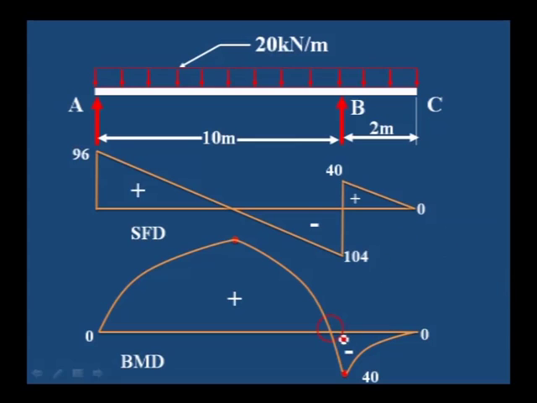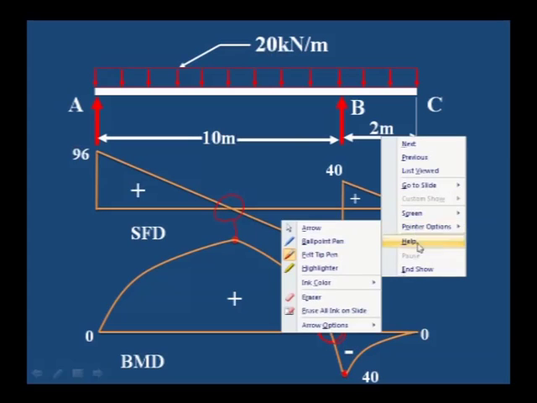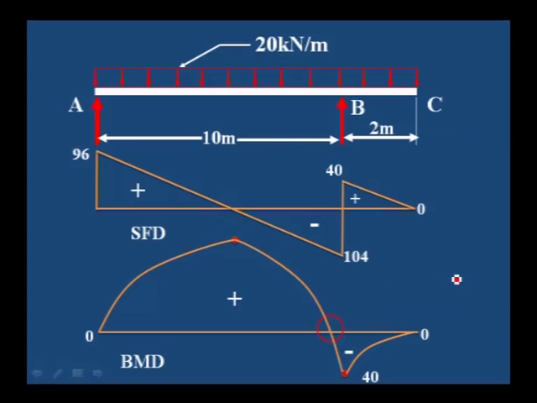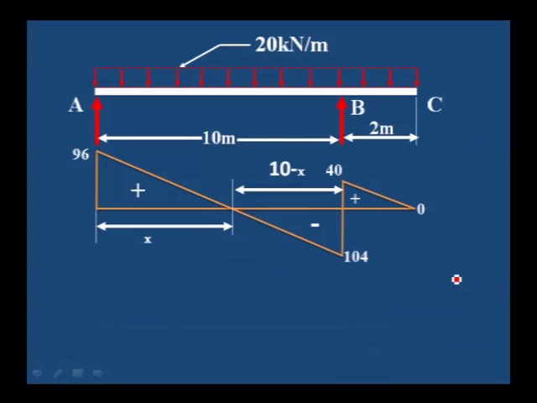This is the point where shear force changes its sign, and there we will get the maximum bending moment. And also we have to locate the point where bending moment changes its sign, that is known as the point of contraflexure. Here we have two tasks.